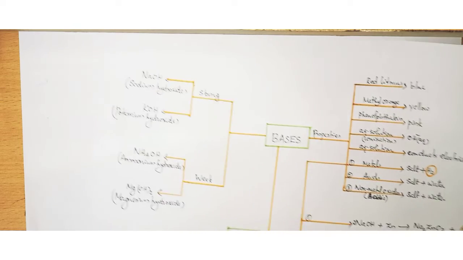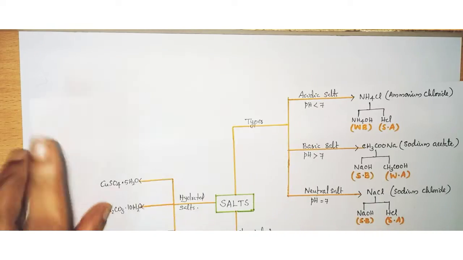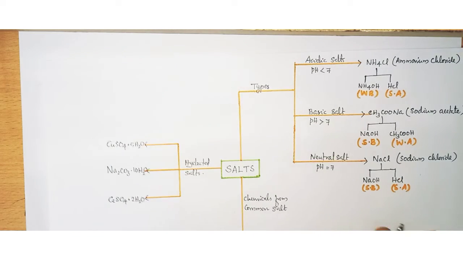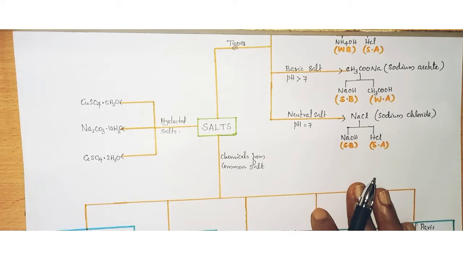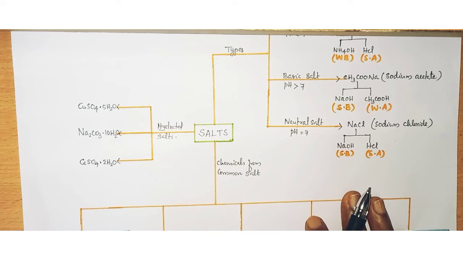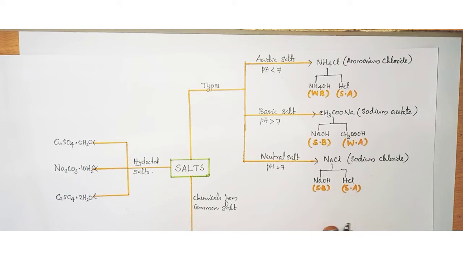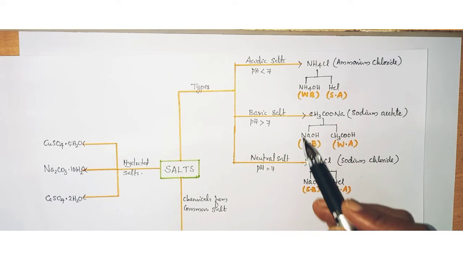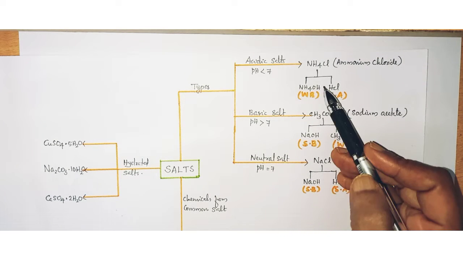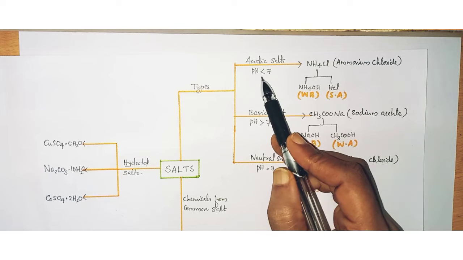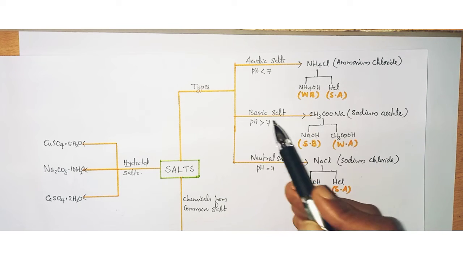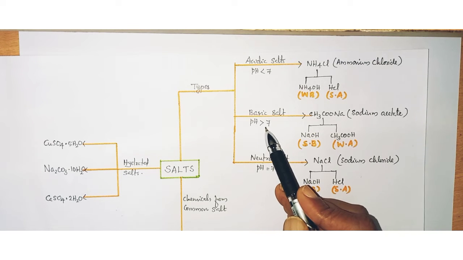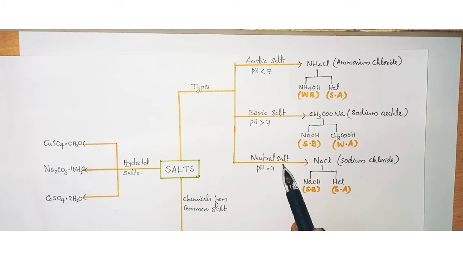Now let's see about salts. Salts are of different types: acidic salts, basic salts and neutral salts. So in the case of acidic salts, the pH will be less than 7. In the case of basic salt, the pH will be more than 7. In the case of neutral salt, the pH is 7.